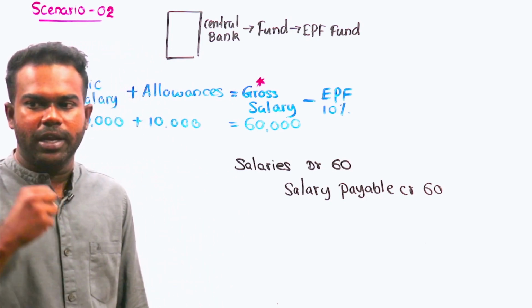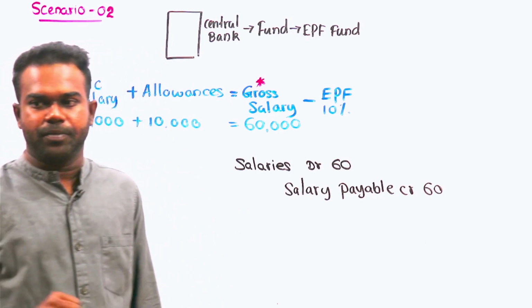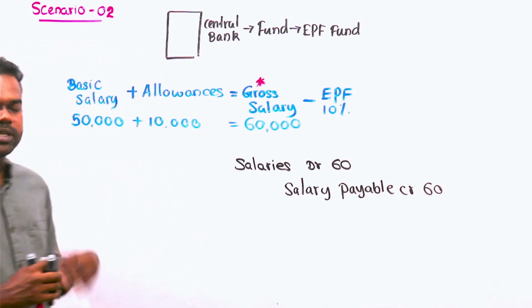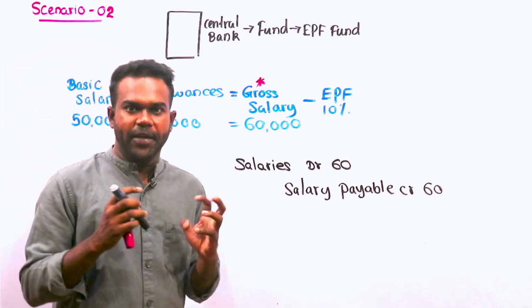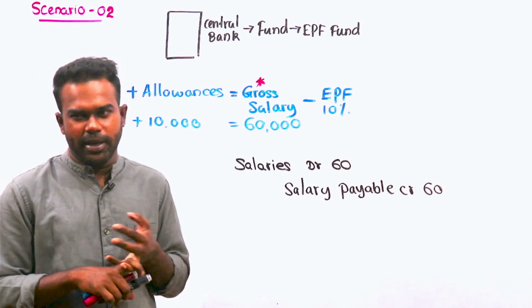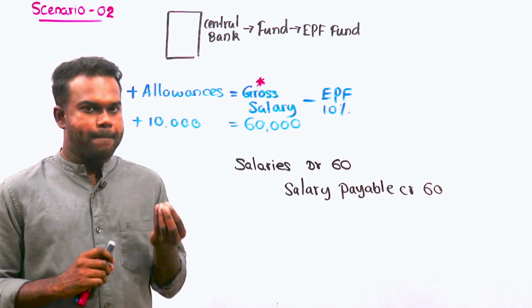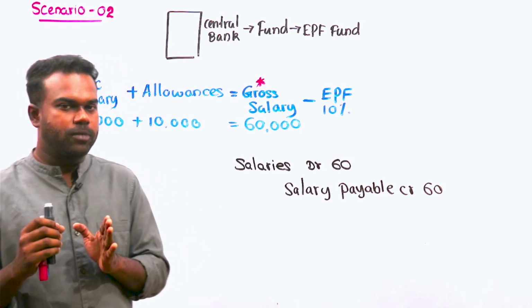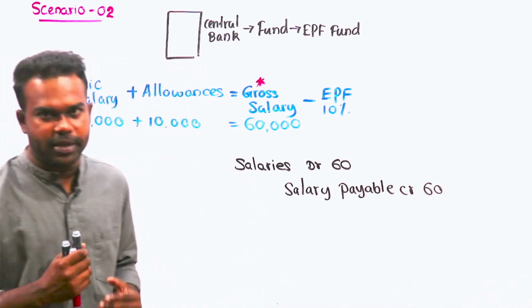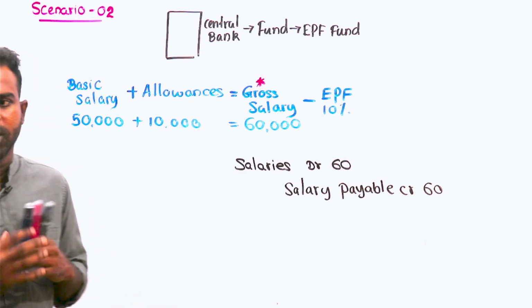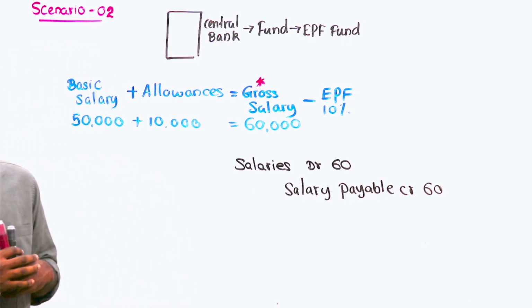Therefore, how do we calculate the 10%? EPF should be calculated on gross salary or basic salary. What do you think, gross salary or basic salary? It depends on the question. If you have learned this before, please tell me, should EPF be calculated on gross salary or basic salary? How can we calculate the EPF 10%?